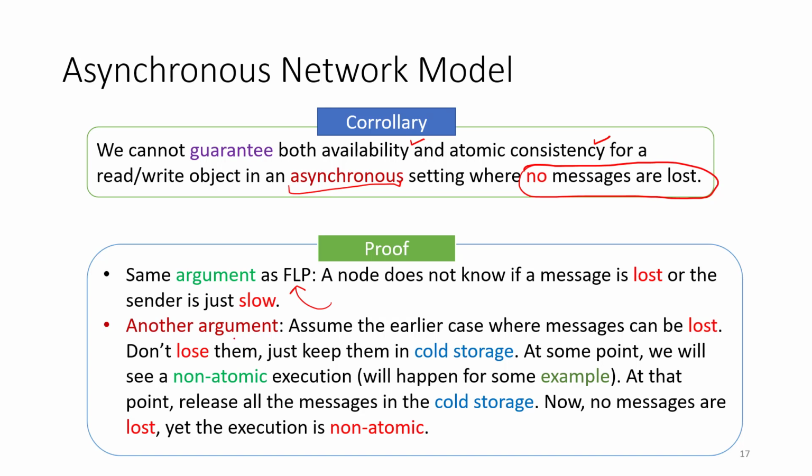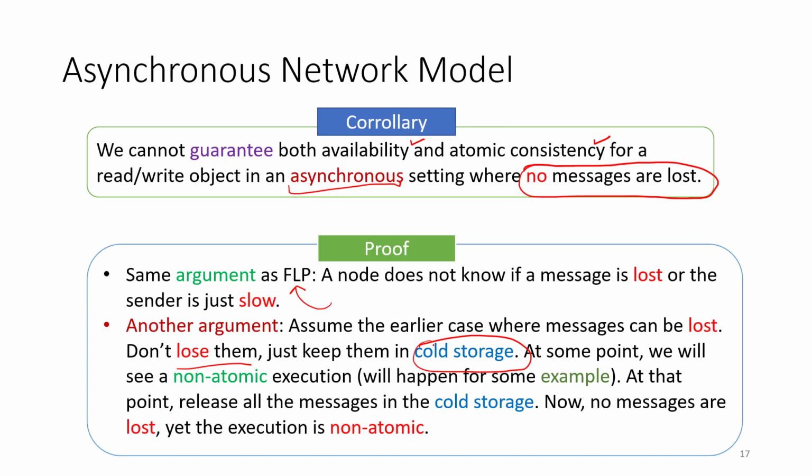Another argument: assume the earlier case where messages can be lost. No problem. So do one thing: don't lose them, whichever messages you intend to lose. We are looking at a master oracle which has control over the network. Just keep them in a cold storage. Don't deliver them. The nodes will perceive that these messages are lost, but they are actually not. They are in a cold storage.